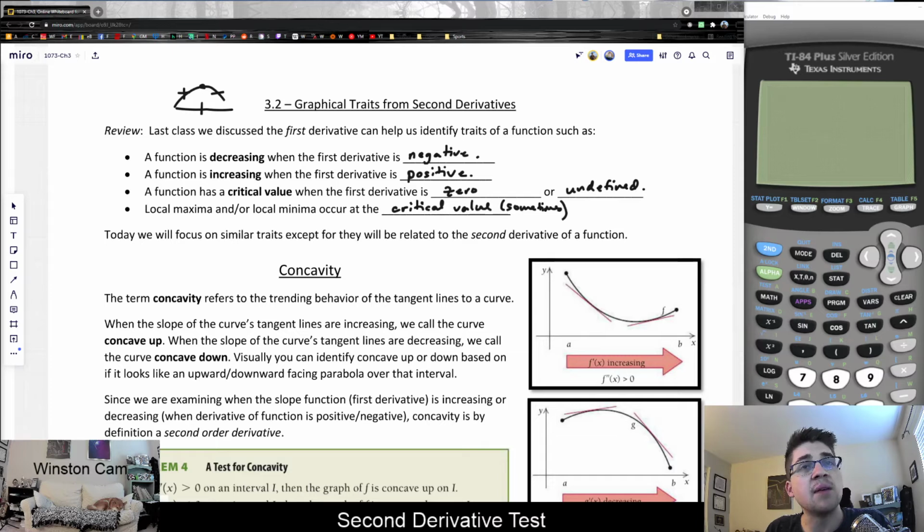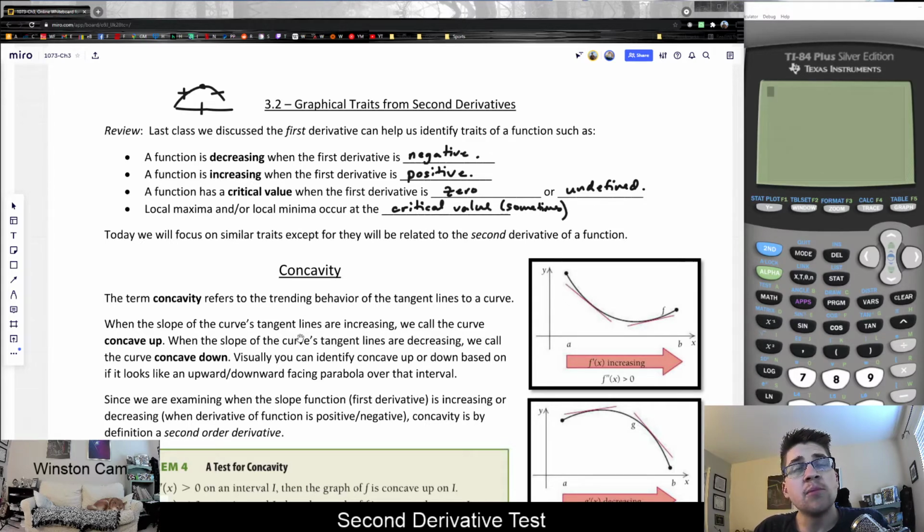That's only sometimes, because as we saw, sometimes you can have a critical value that is neither a min nor a max. They don't always happen there, but if there is a min or max, it will have to happen at a critical value.